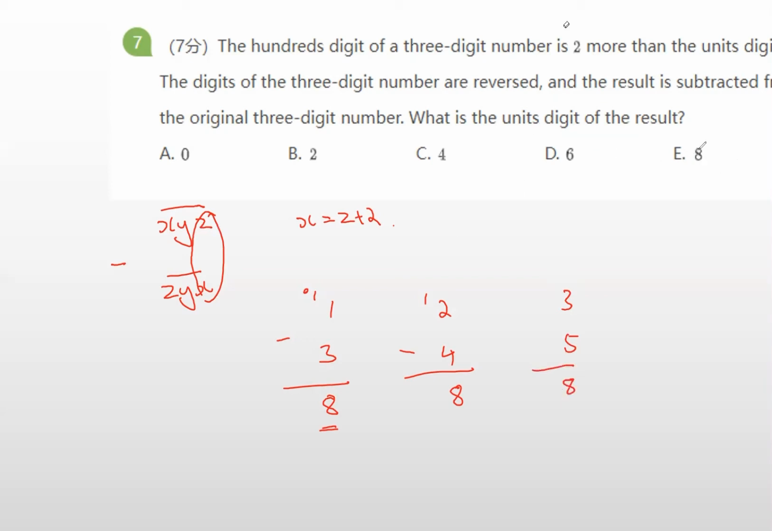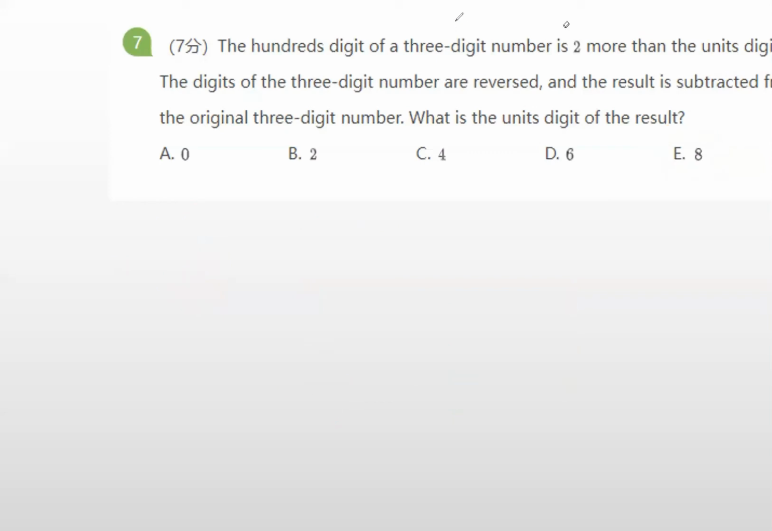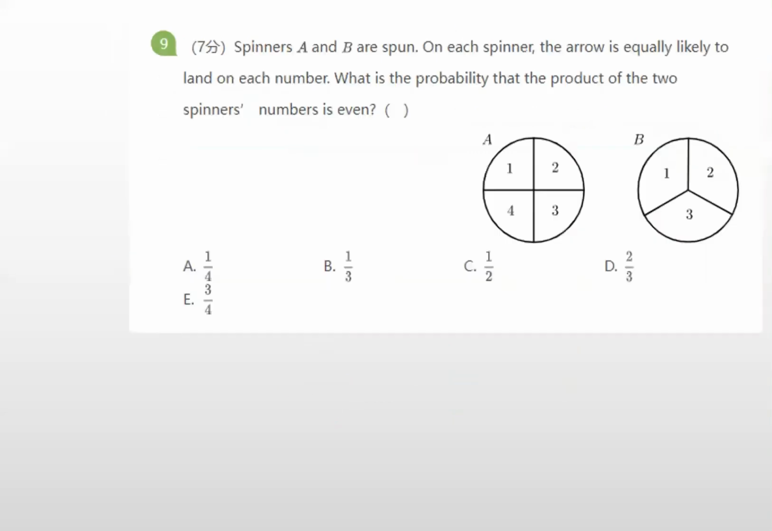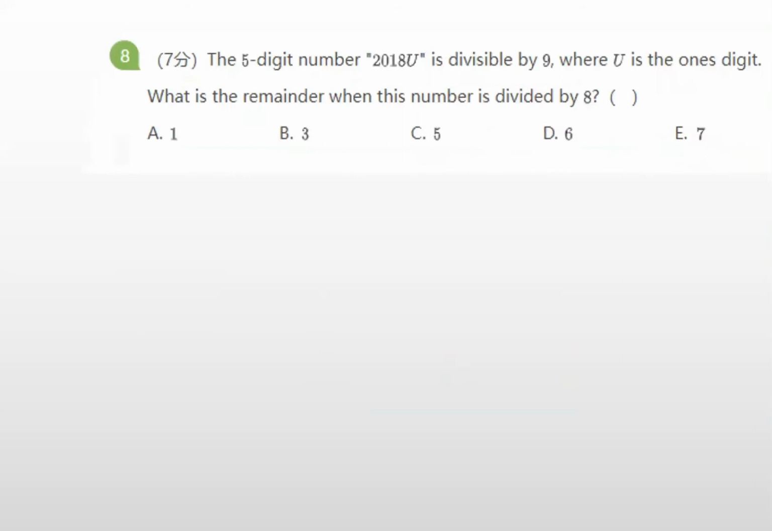Does that make sense? So the answer for question 7 is just 8. Because you can try out, no matter what you do, you can set z as any single digit number, and you take away a number that is 2 bigger than it, it's always going to give a unit digit of 8. Okay? So try out, and you'll find it's always this case. All right, next question, question 9.